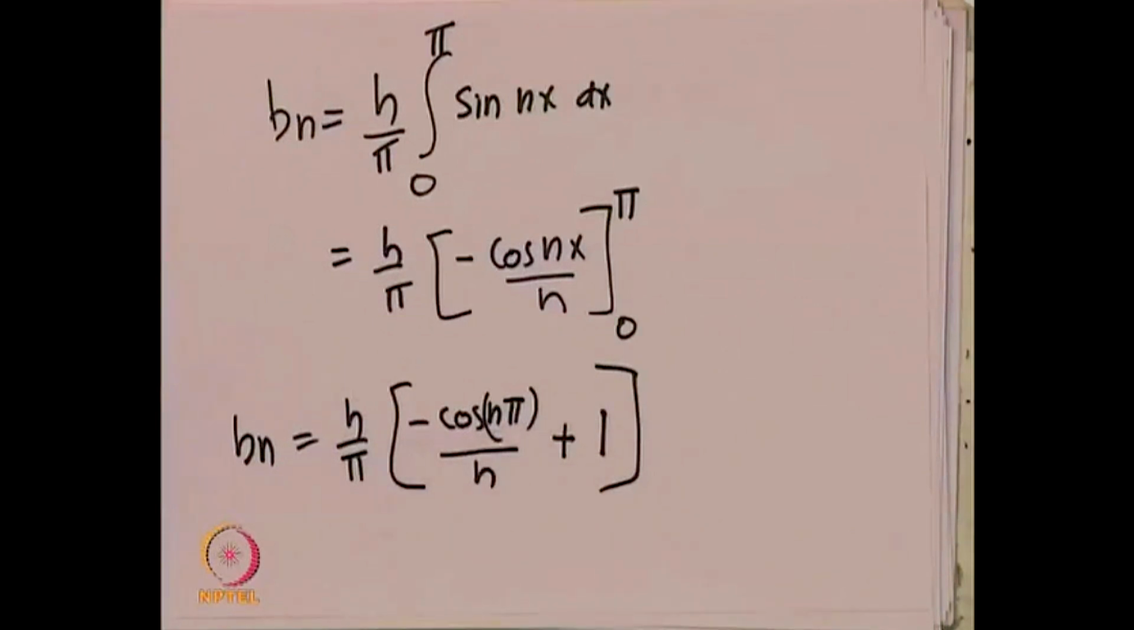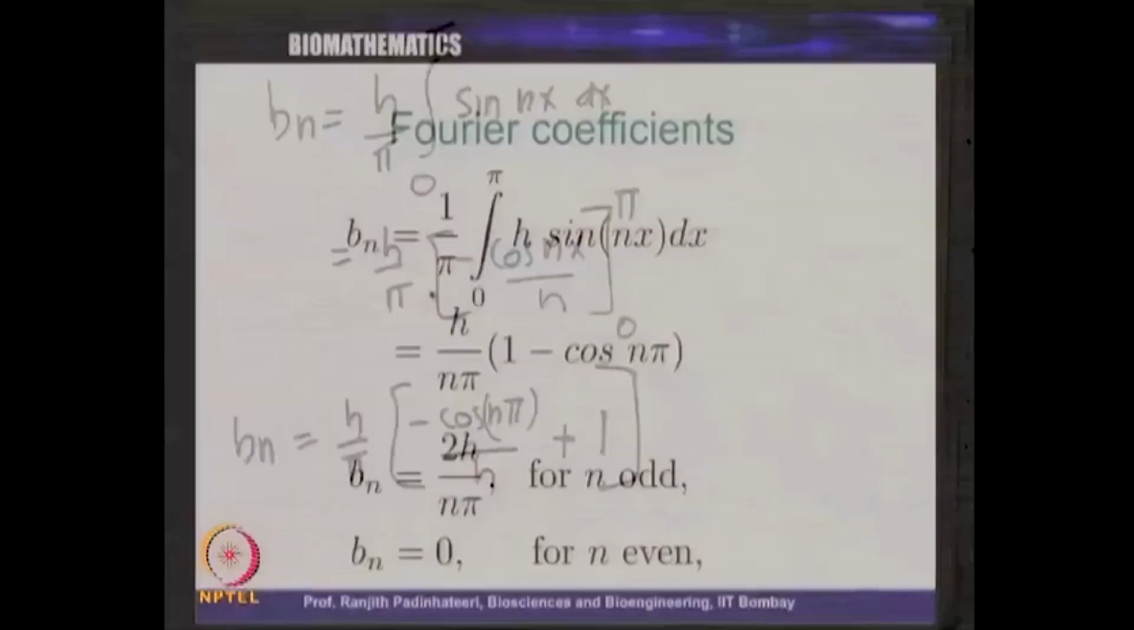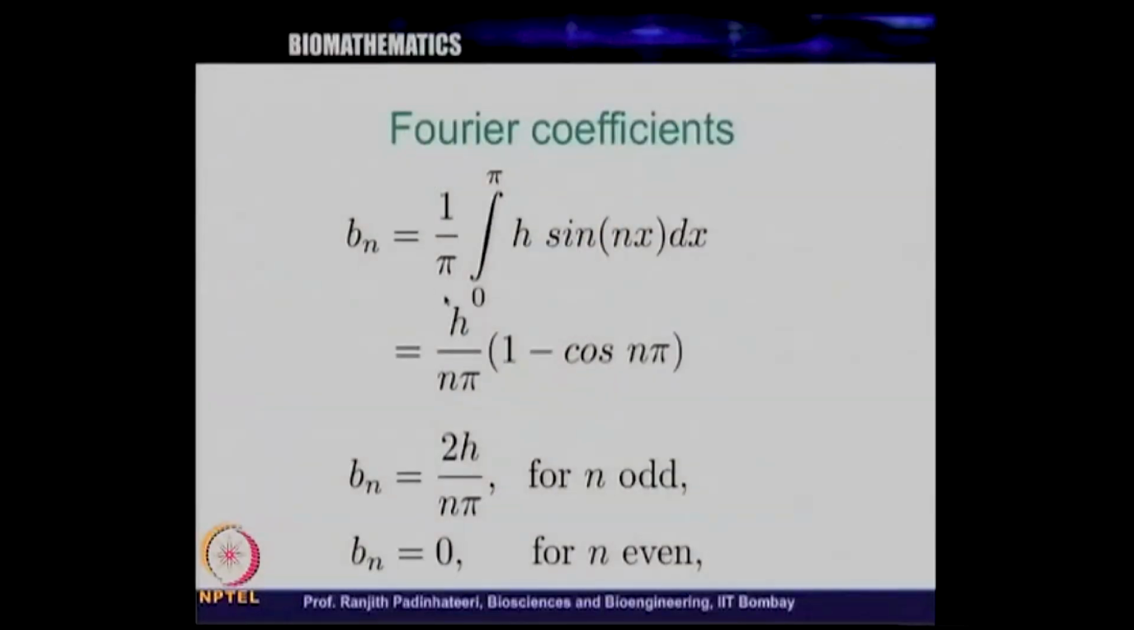So, that is what is written here. b n, if you do this carefully as we just did, the definition is 1 over pi integral f of x sin n x dx, and f of x is just a constant h. You will get h by n pi into 1 minus cos n pi. This is what you will get.